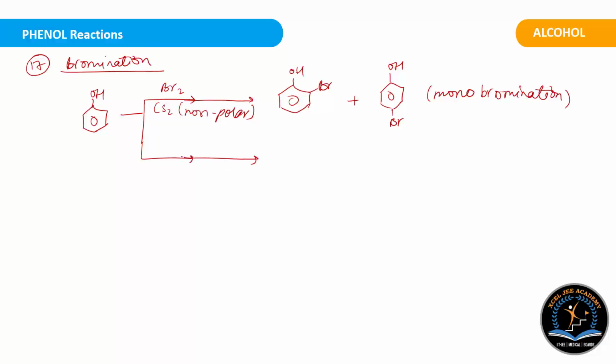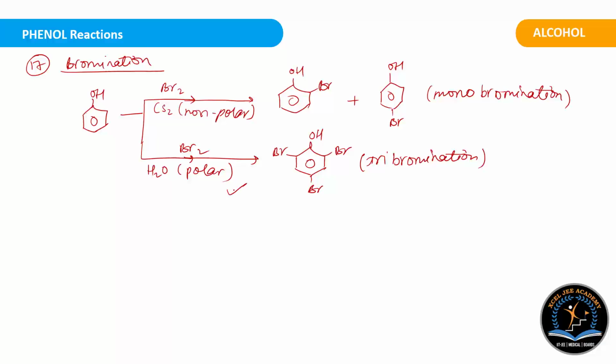Now the same bromine, but in presence of water, and this water is basically a polar solvent. It is going to form, that is ortho and para positions will be brominated, but all at once. So tribromo has been connected. So this is referred as tribromination. So must remember this reaction, bromination in presence of a non-polar and a polar solvent, and this is a very highly reactive reaction.